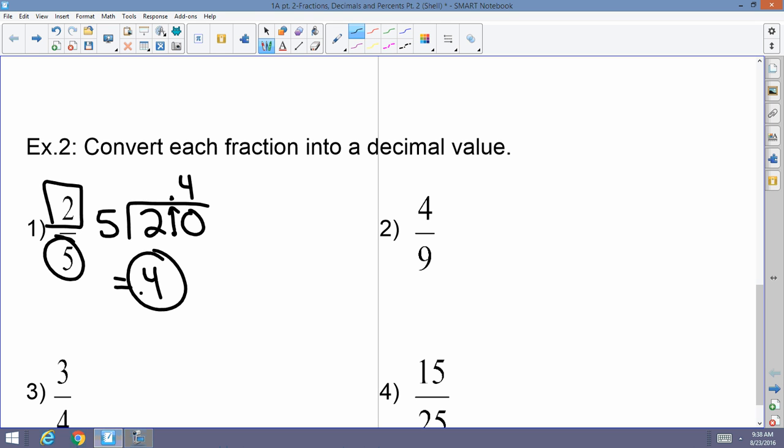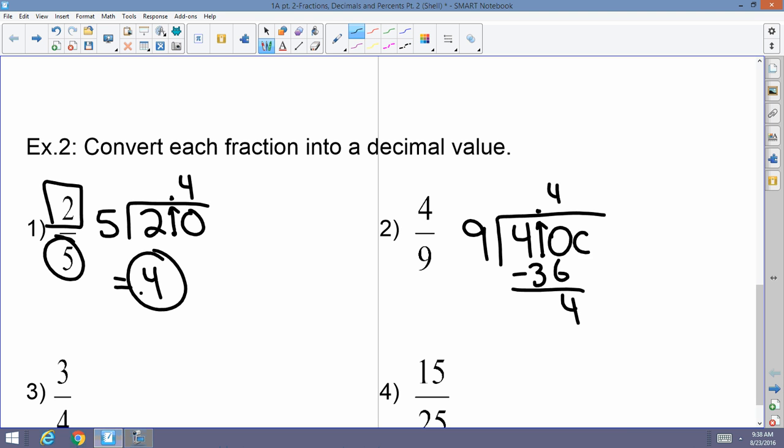4/9. Well, I have 9 on the outside, and I have 4 on the inside. Add my decimal. Bring it up so I don't forget. Add a 0. 9 goes into 44 times. That's 36. Oh, we're going to have a repeating decimal here. It's just going to continue 0.4444 repeating. And at the end of the lecture, I'm going to talk to you about fractions that have a denominator of 9. I'm going to show you an easy conversion there.